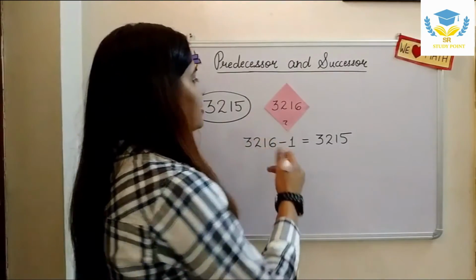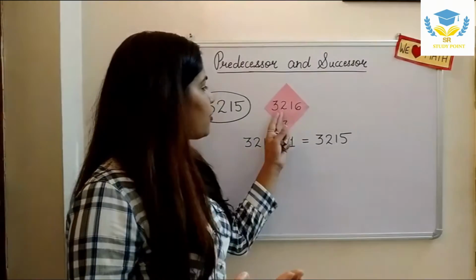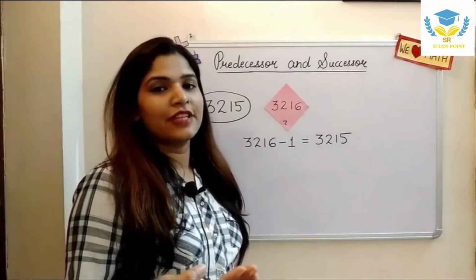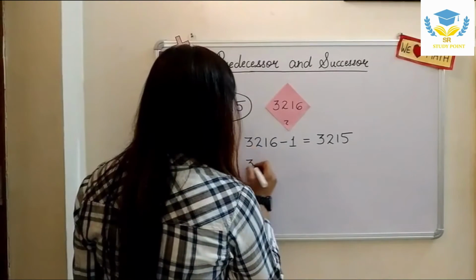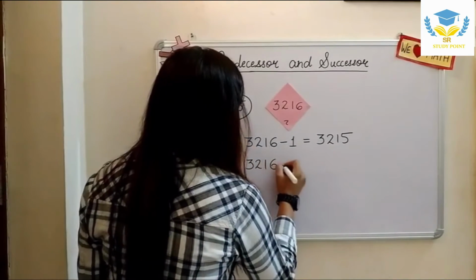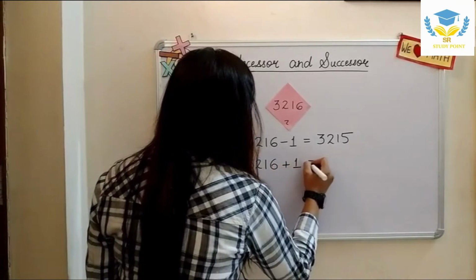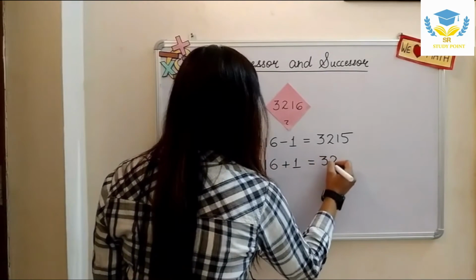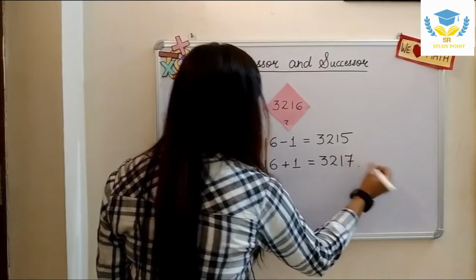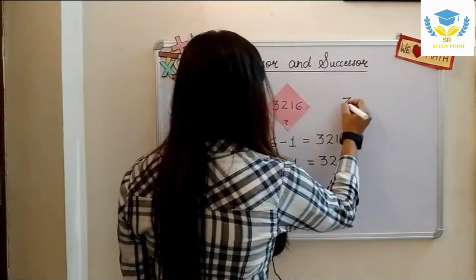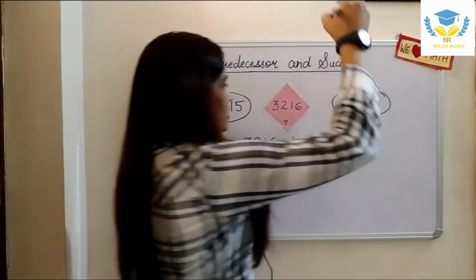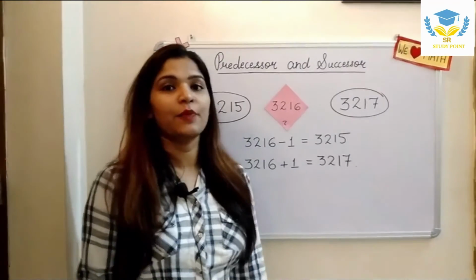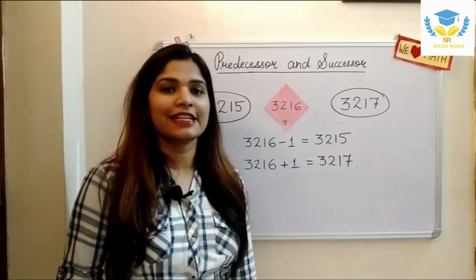Same as if I ask you to write down the number just after 3,216. Yes, we can write it by adding 1 to the given number. That will be 3,216 plus 1 will be 3,217. So the successor will be 3,217. Now children, the question arises, what is the predecessor and what is the successor?